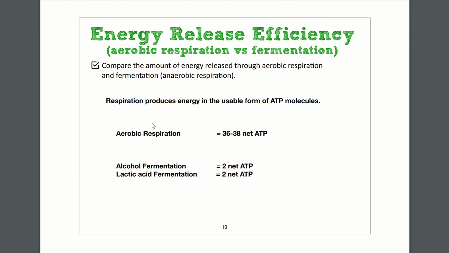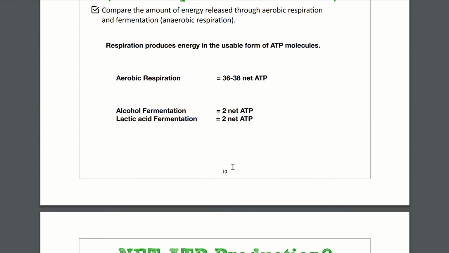And usually energy released from aerobic respiration is 36 to 38 net ATP, but we usually just say 38 net ATP. That's what we have agreed to write down in exams and tests. But for anaerobic respiration, it's always 2 net ATP.